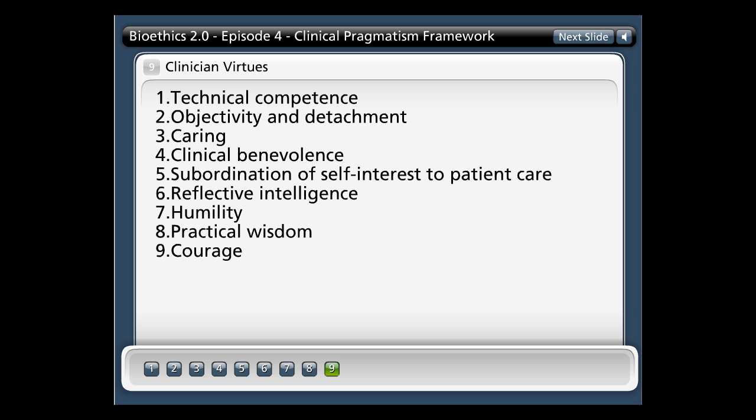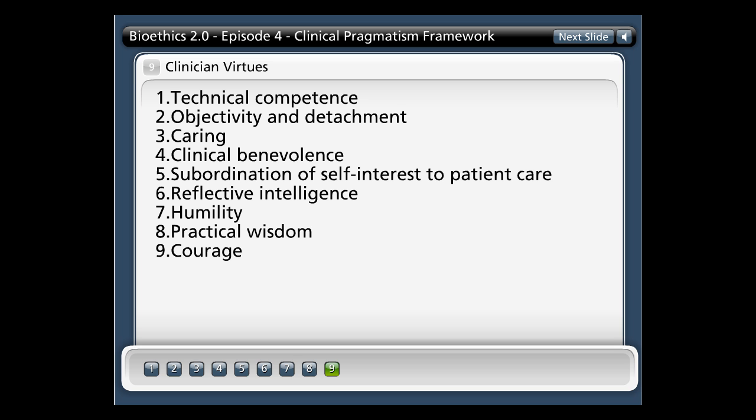Clinician virtues. There are several types of virtues that clinicians should possess in order to deal with ethical issues, as well as to provide basic good care. There are 9 of them. The first is technical competence. We want our clinicians to be technically competent, to participate in continual lifelong learning. The second is objectivity and detachment. We want our clinicians to be objective and somewhat detached, but what we don't want them to be is cold or emotionally unavailable to patients.